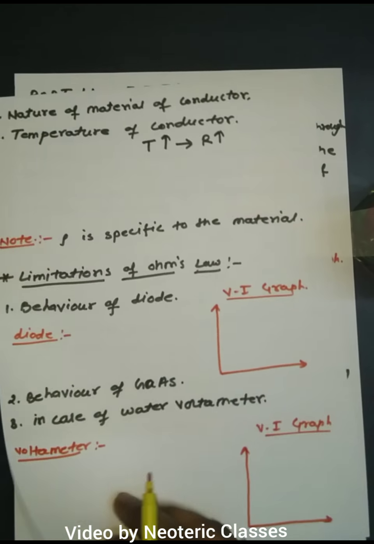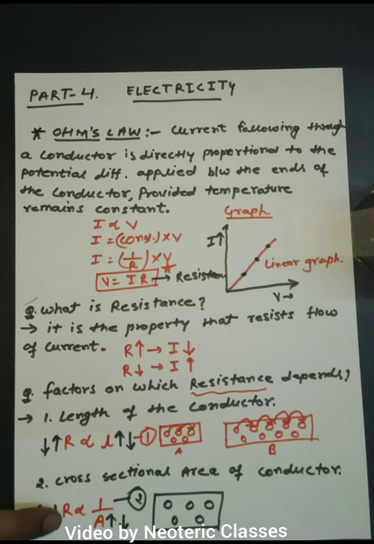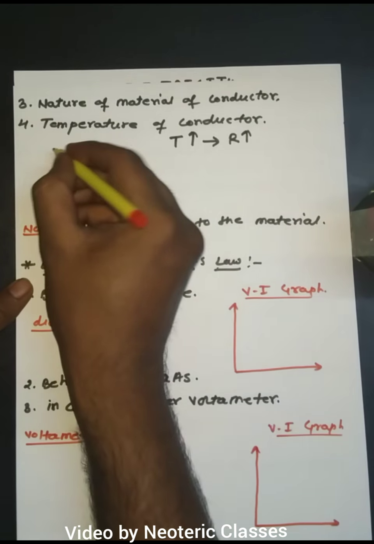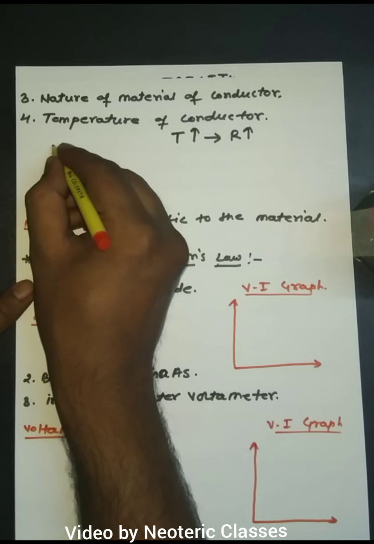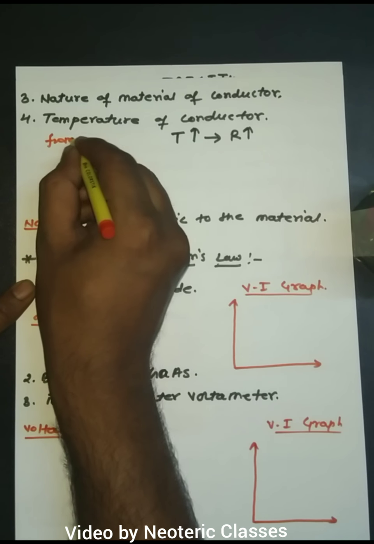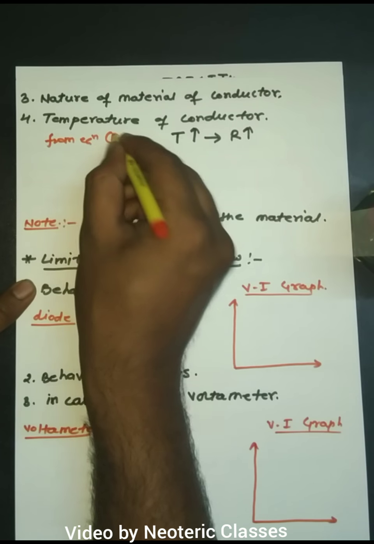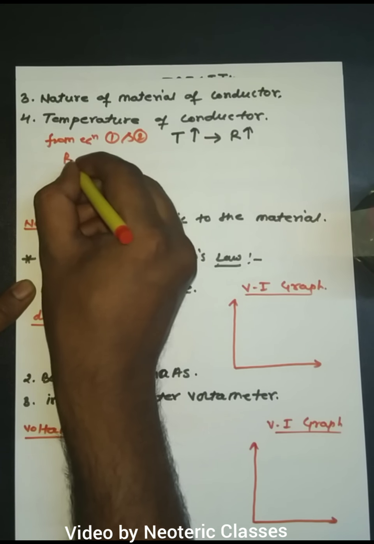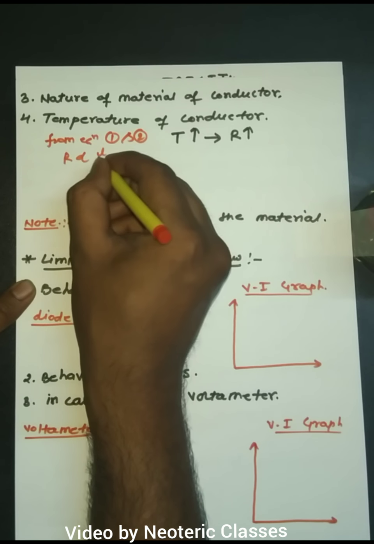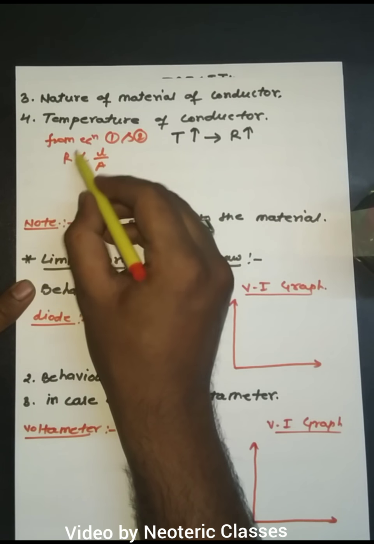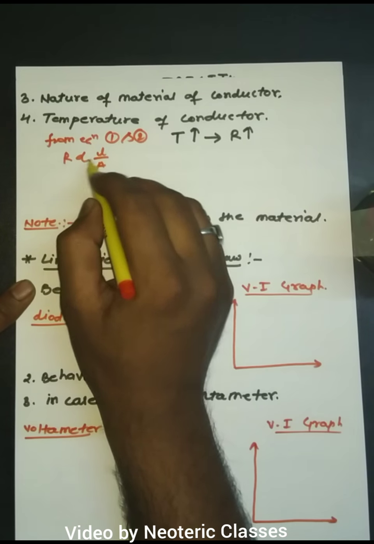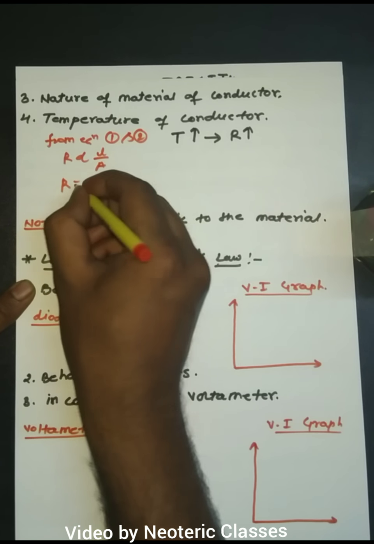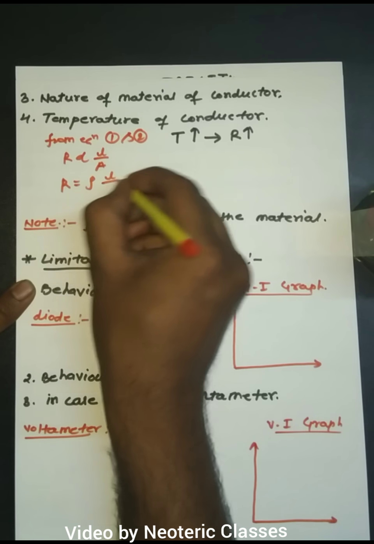Okay friends, so we know this equation first and this equation number 2. Now we are going to combine these equations together. From equation first and second, we can write that resistance is directly proportional to the length by area. If we are going to remove this proportionality sign, we have to replace it with some constant. So here R is equal to rho L by A.